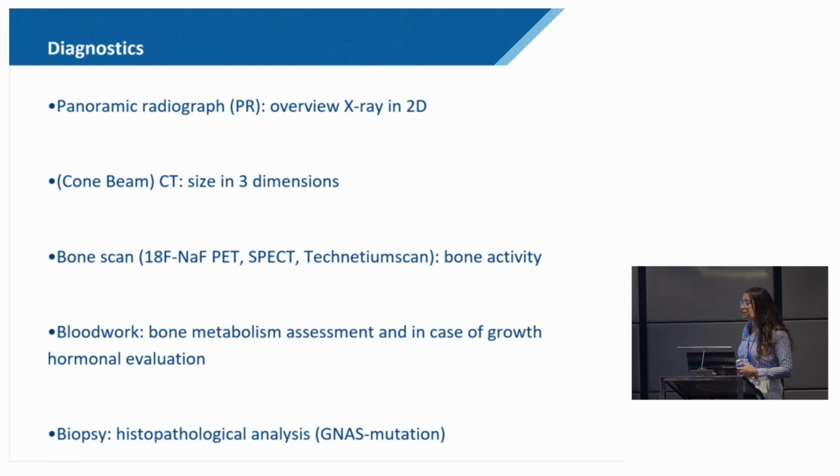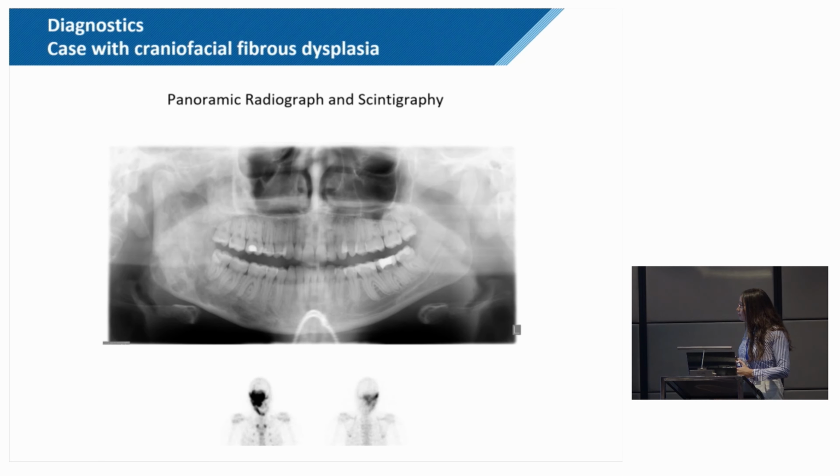If the diagnosis isn't clear on radiology, you have to take a biopsy for histopathological analysis and to look for the GNAS mutation. So this is a panoramic radiograph, and you get an immediate overview of the upper jaw and the lower jaw. This patient has a lesion here on the right side. This is her right side, by the way, because this is left, and this is right for the patient. And this is the normal side.